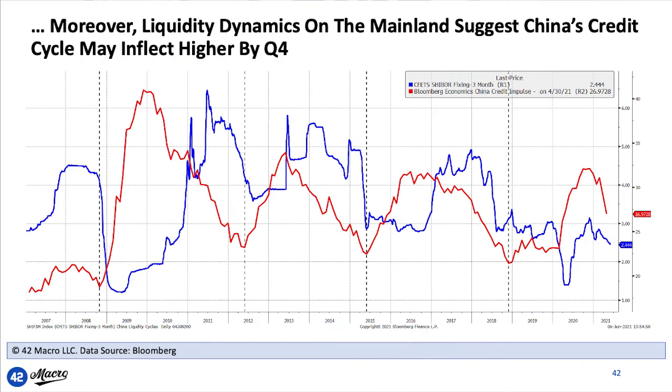On slide 42, you look at liquidity dynamics in the mainland. They're suggesting that the Chinese credit cycle may inflect higher by Q4, in terms of the historical lead-lag times in these relationships. So I'm looking at 3-month Shibor in the blue line relative to the China credit impulse in the red line. And 3-month Shibor is a great proxy for the impact of liquidity provision by the PBOC.